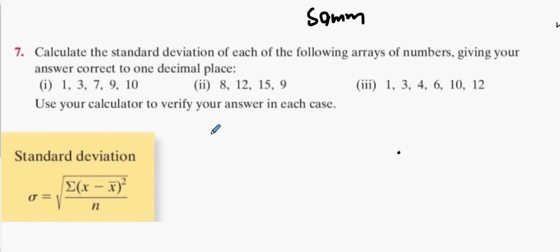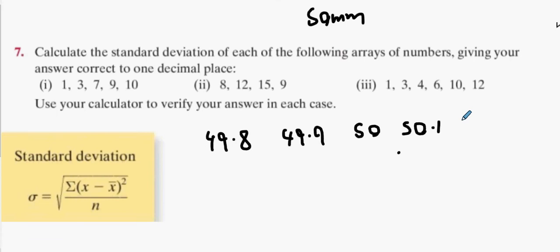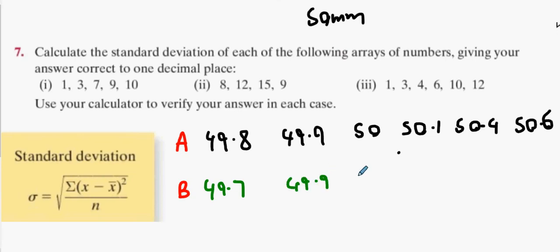Machine one does 49.8, 49.9, 50, 50.1, I don't know, 50.4, and for argument's sake, 50.6, okay? So that's A, and machine 2 does the following. Machine 2 goes 49.7, 49.9, 50, 50.1, another 50.1, and then for argument's sake we'll go 50.4.